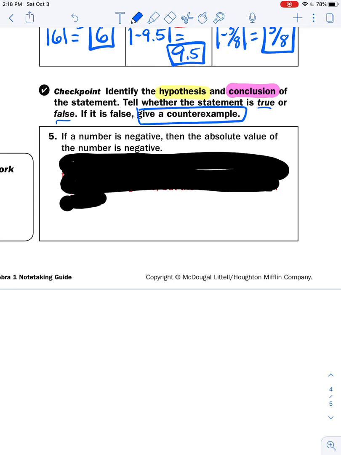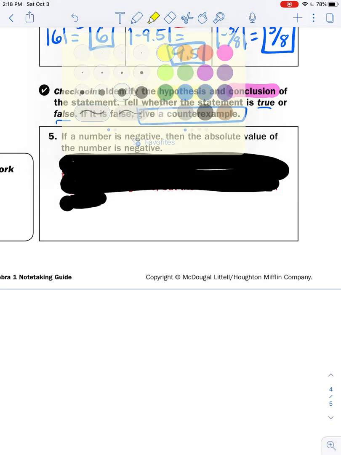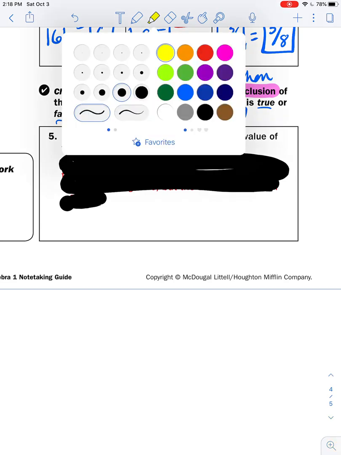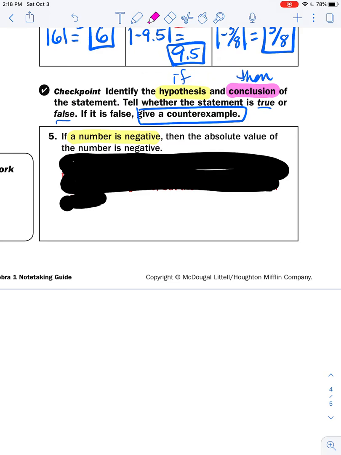Okay, so let's find our if statement. The words that follow the if will be our hypothesis, because this is going to be our if and our then. If, so here comes our hypothesis, a number is negative, that's the hypothesis, then here comes the conclusion: the absolute value of the number is negative. If a number is negative, then the absolute value of the number is negative.